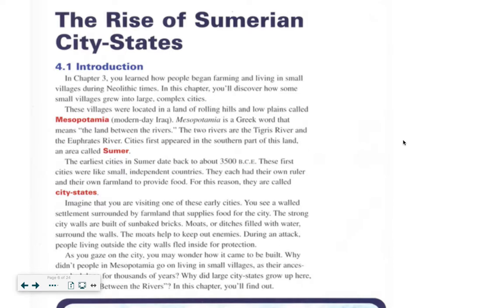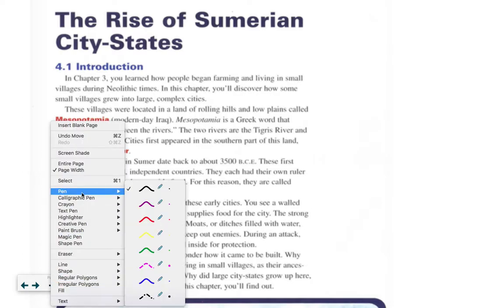All right. If you need a second, pause it, and then you can come back, but I'm going to go. So in chapter 3, you learned how people began farming and living in small villages during Neolithic times. Because of a stable food supply, everything was getting better for humans. In this chapter, you'll discover how some small villages grew into large, complex cities. These villages were located in a land of rolling hills and low plains called Mesopotamia.